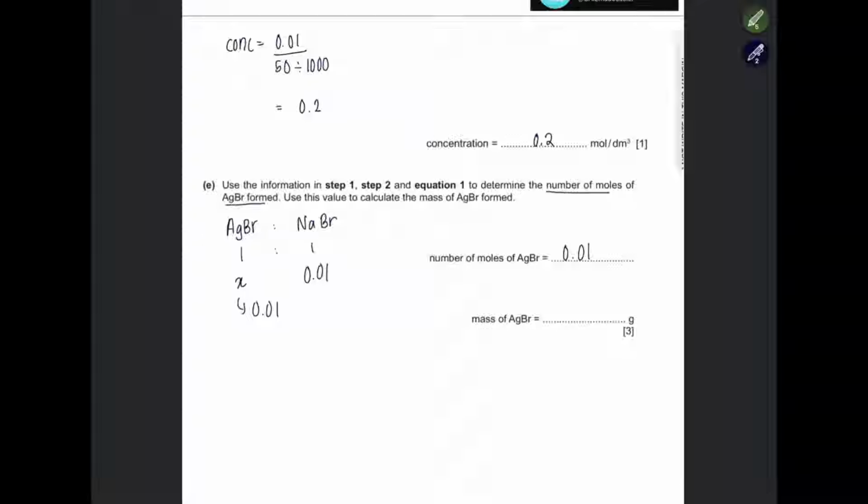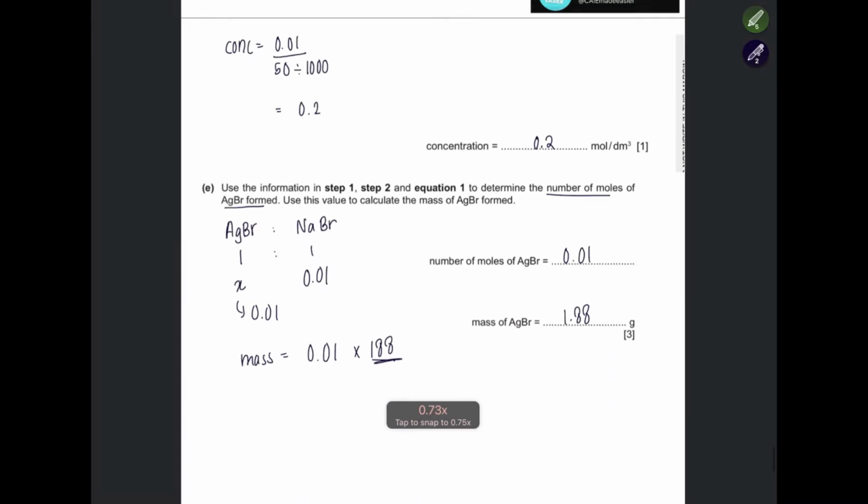What about mass? Moles is mass divided by MR, so mass is going to be moles times MR. 0.01, the MR is 188, and we get 1.88 grams. Calculate the MR. The MR is not given in the question, so you need to calculate it from the periodic table, adding the ARs.